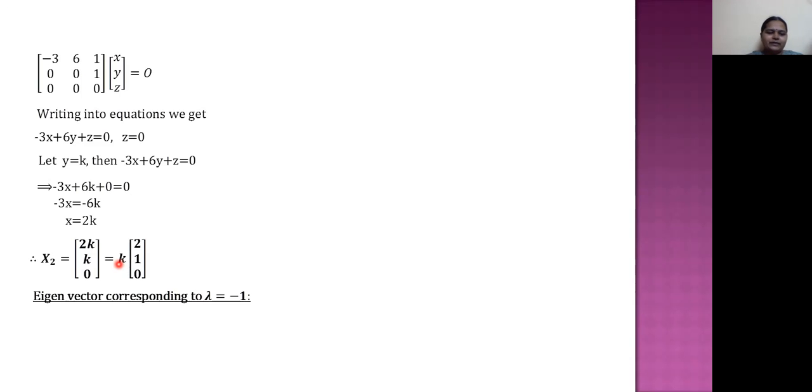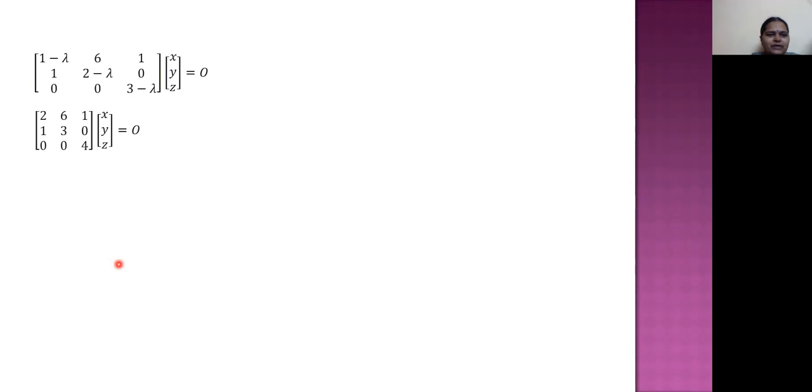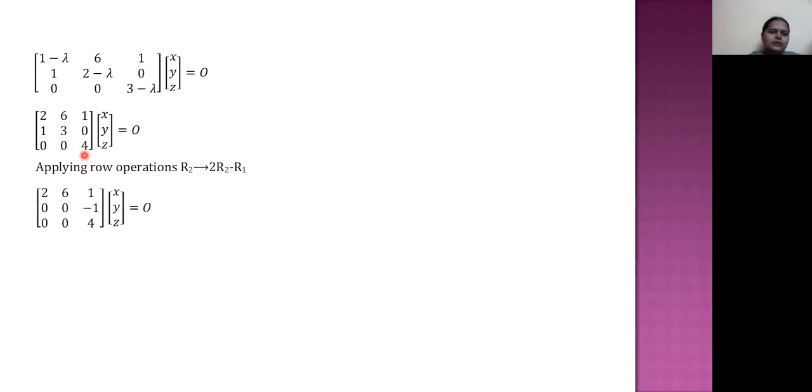Now we will find the eigenvector corresponding to lambda equal to minus 1. Consider (A minus lambda I) x equal to 0. And this is the matrix. In this we have to substitute lambda equal to minus 1. Then the first element will be 2, the second element 2 plus 1 is 3, the third element 3 plus 1 is 4. Again we perform row operations on R2, and that is 2R2 minus R1. So 2 minus 2 is 0, 6 minus 6 is 0, and 2 zeros are 0 minus 1 is minus 1. The last row remains as it is, because now we are not performing any row operations.